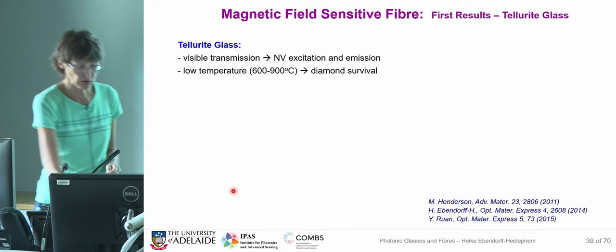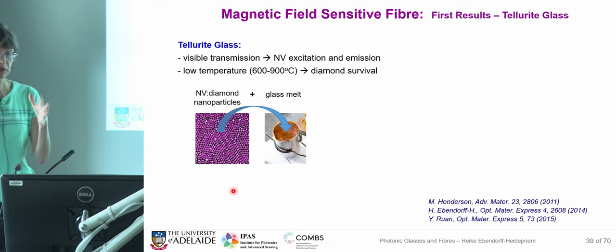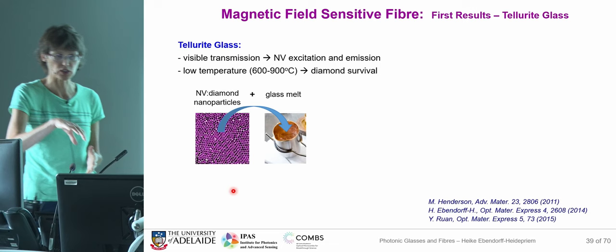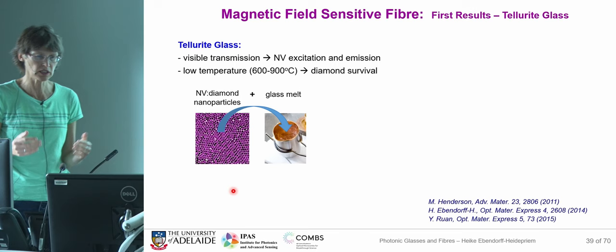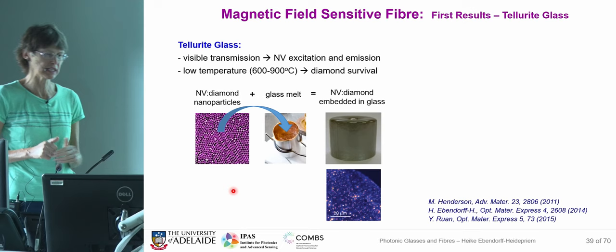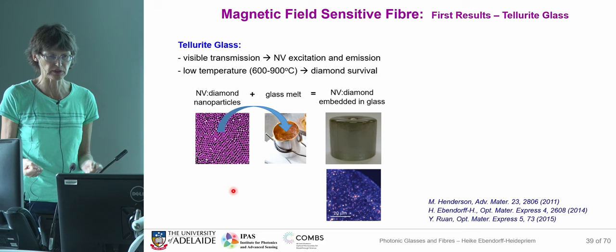So we used the so-called melt doping technique. So we have our glass melt in a crucible, and then we take our powders of diamond nanoparticles, and like putting spices into the soup, we put the nanoparticles into the glass melt, give it a swirl, put it back into the furnace for 10 minutes, and then we cast the glass. So the first glass had this dark color, which troubled me a little bit, but people at MIT were very happy. They saw the single photon emission. That means a diamond has survived.